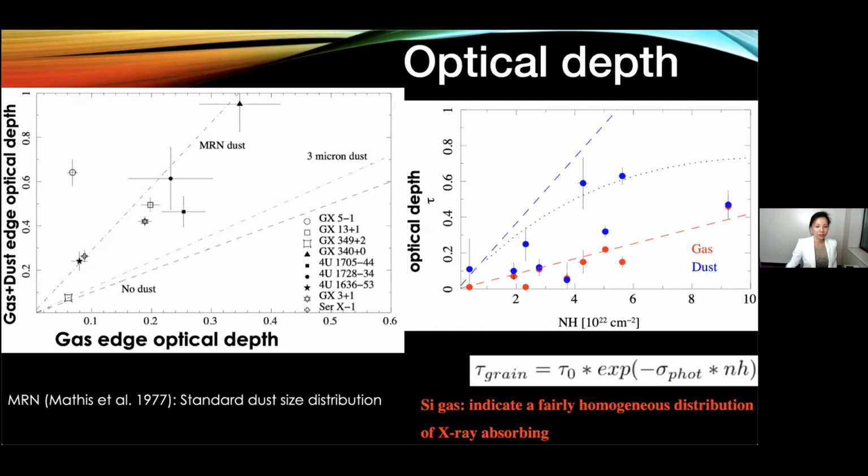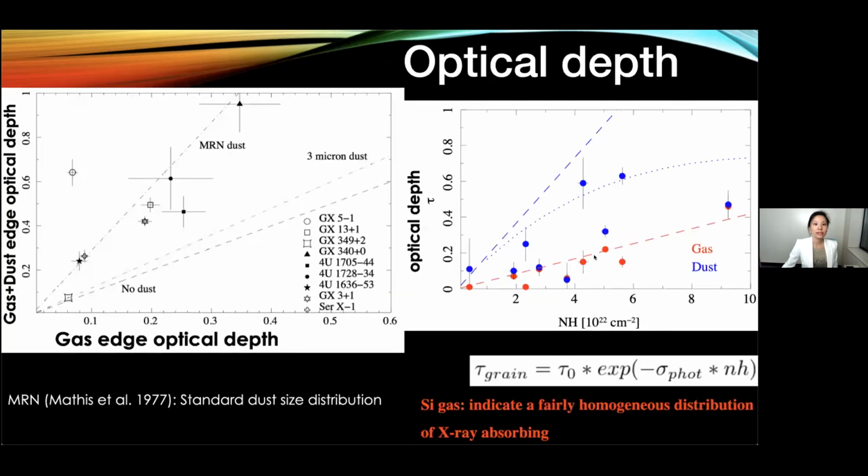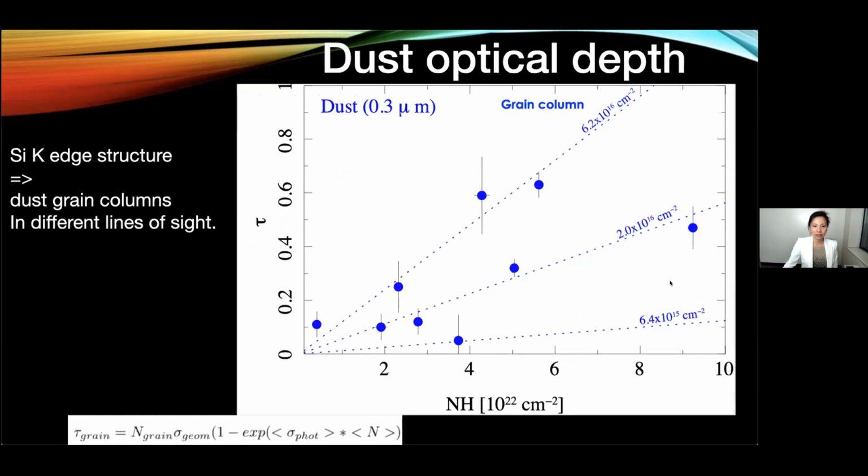So we can use this to calculate the dust grain columns. Here it's still the same data set, and we only plot the dust optical depths. This means that from different directions, we can calculate the dust grain columns based on different dust sizes.